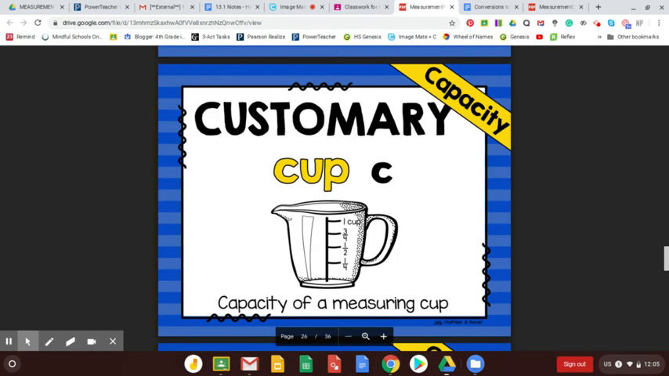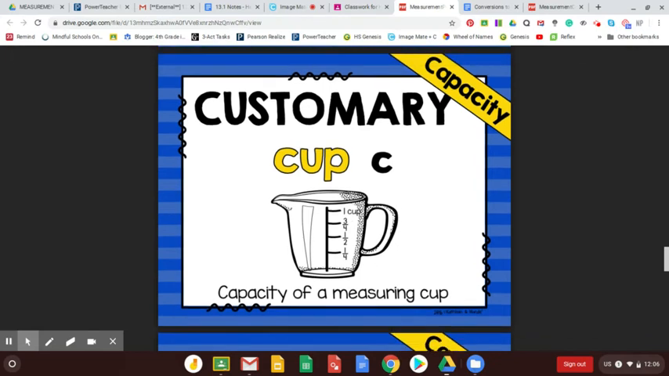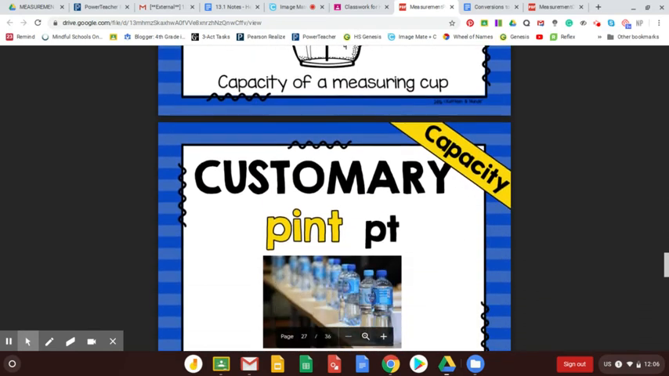Customary measurement with cups. I'm sure you've seen a measuring cup if you've ever made anything. I really encourage you guys, if your mom will let you make brownies or bake a cake or something, it would help you really understand measurement in recipes and measuring by cups in particular.